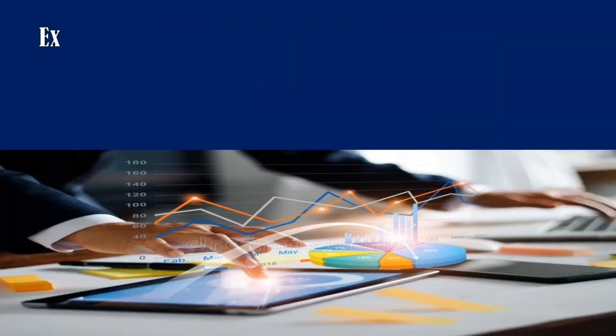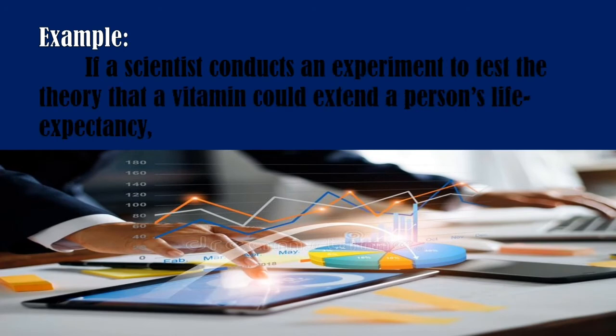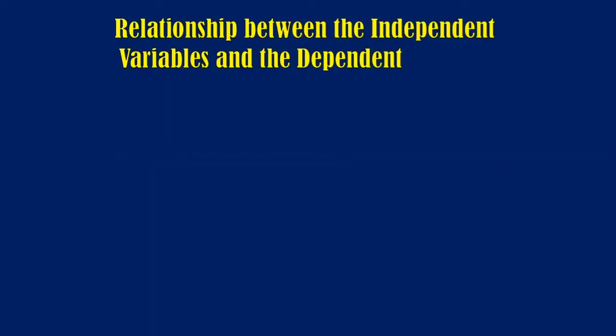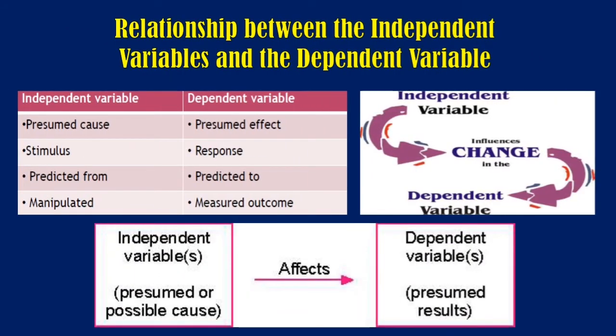For example, if a scientist conducts an experiment to test the theory that a vitamin could extend a person's life expectancy, then the dependent variable, or the variable being affected by the independent variable, is the lifespan. Now let's compare the two variables, or let's determine the relationship between your independent variable and the dependent variable.